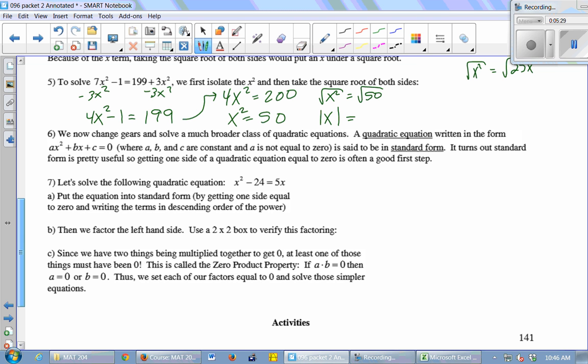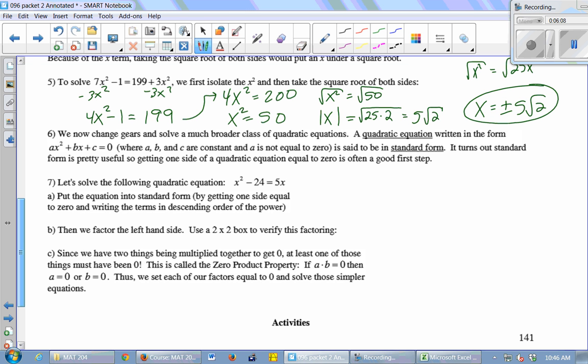Yeah. So Oatmeal recognized 50 as 25 times 2. So he rewrote this as 25 times 2 and got, when you take the square root of 25, it comes out of the radical and becomes a 5. So that's 5 square roots of 2. But that's the absolute value of x. So that means that x can be plus or minus 5 square roots of 2. And that's written much neater in your packet than my writing on the board here.